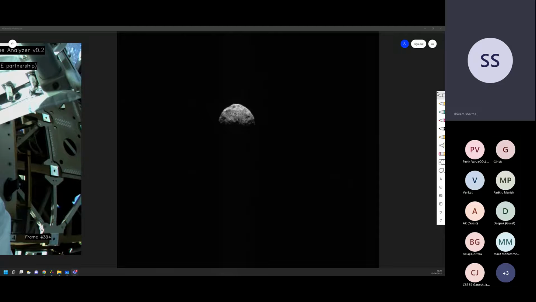UFO. So this is the asteroid from where they have sent the mission to collect the rock sample. OSIRIS-REx was the name of the mission, and they have sent it to collect the rock sample from this asteroid. The mission has already collected the rock samples and it's on the way back to planet Earth. That's what they're doing. The name of this asteroid is Bennu.